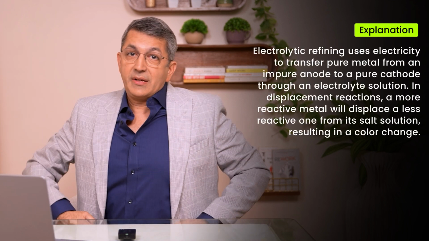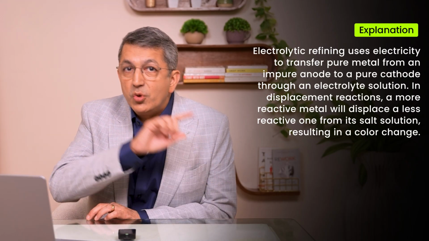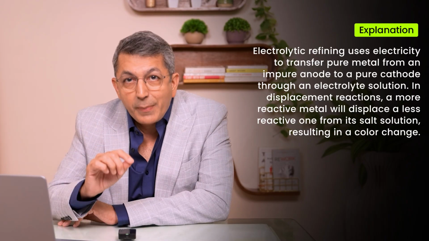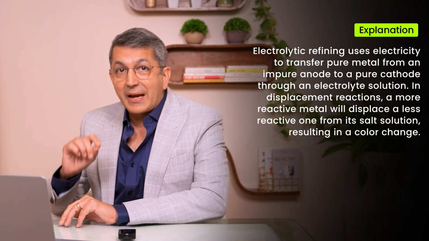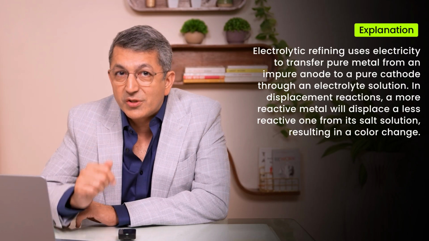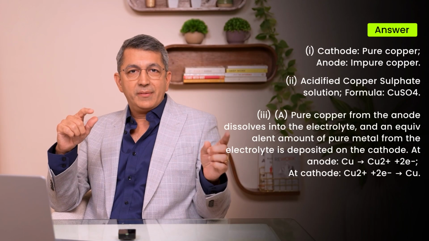Explanation: electrolytic refining uses electricity to transfer pure metal from an impure anode to a pure cathode through an electrolyte solution. In displacement reactions, a more reactive metal will displace a less reactive one from its salt solution, resulting in a color change. Answer 1.